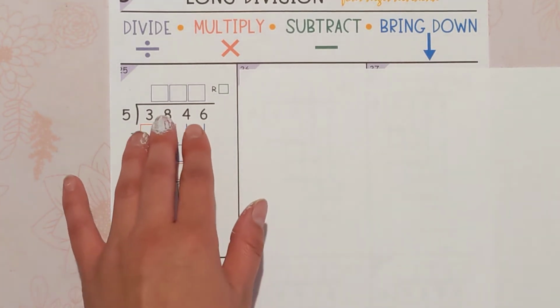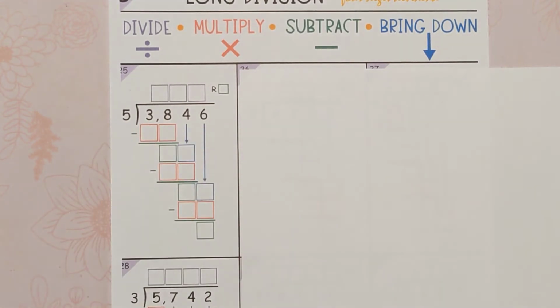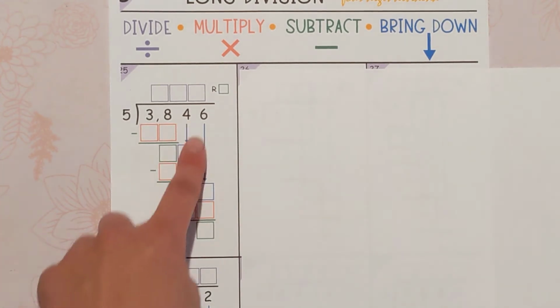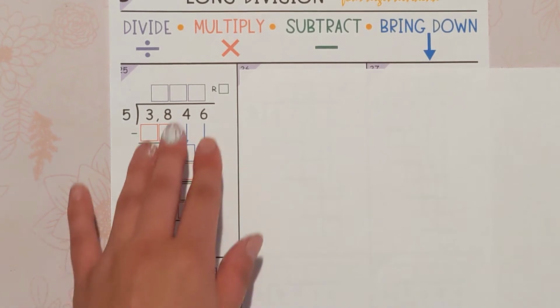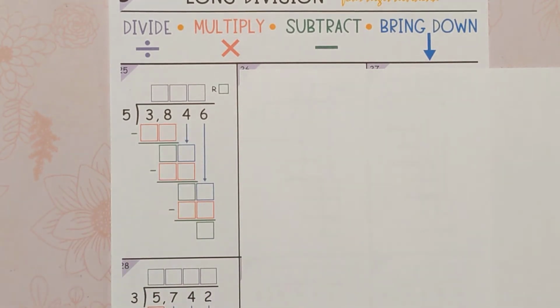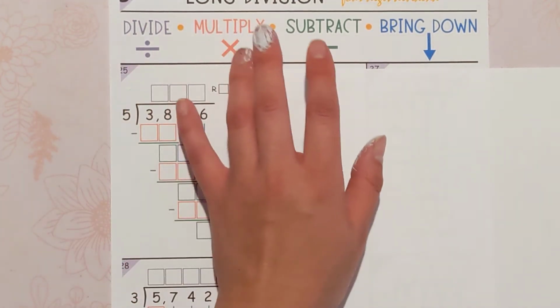So this is a 4-digit dividend, but the steps are still the same. You're just going to do it maybe one more time depending on the number. So having extra digits here doesn't necessarily make it scarier. Okay, so we're gonna go ahead and get started. We're doing the standard algorithm: divide, multiply, subtract, bring down.